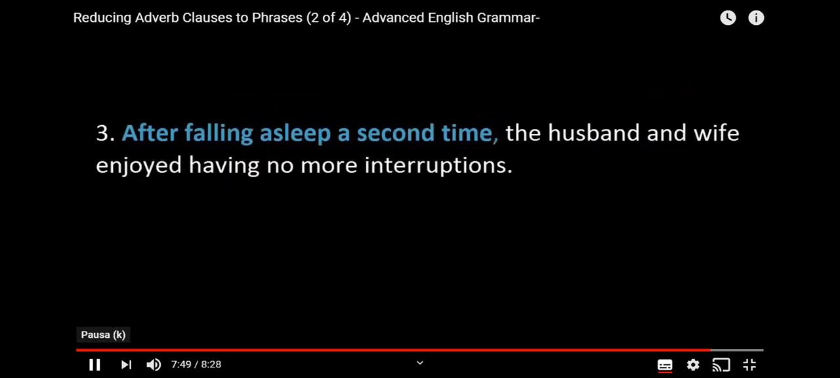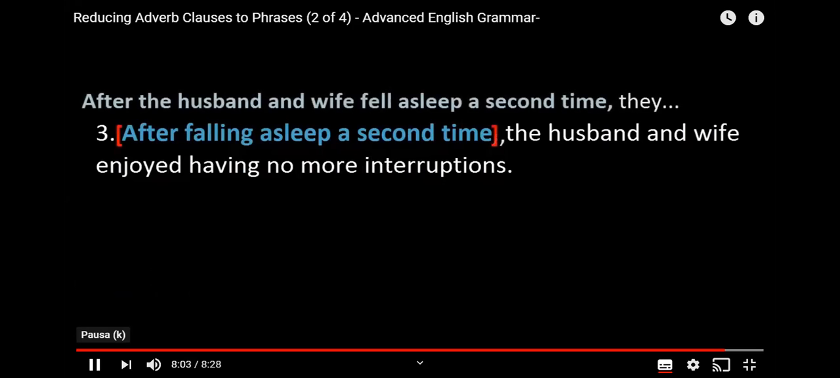Three. After falling asleep a second time, the husband and wife enjoyed having no more interruption. Okay, so in this case, after who? After the husband and wife. Fall, in the past, fell asleep, a second time. The husband and wife enjoy having. Okay, very good. The full adverb clause would be after the husband and wife fell asleep a second time. They had no more interruption.